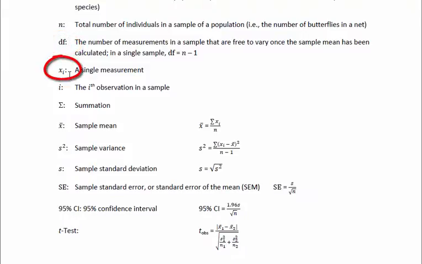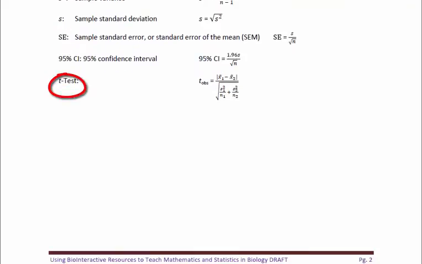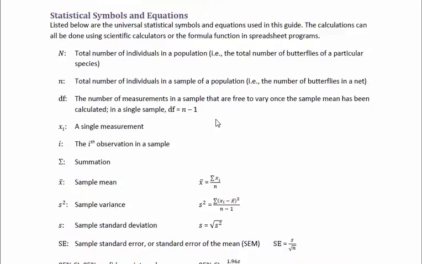X sub i is a single measurement, because i basically means an individual measurement. S is standard deviation. You've seen that symbol already. And if you square it, we get a number called variance, and we will use that in the t-test calculations. SE stands for sample standard error. We will also use that in the t-test calculations. And you've already got a little bit of practice with confidence intervals, and we'll come back to this equation for the t-test as well. Coming back briefly to this symbol right here, DF, it stands for degrees of freedom.